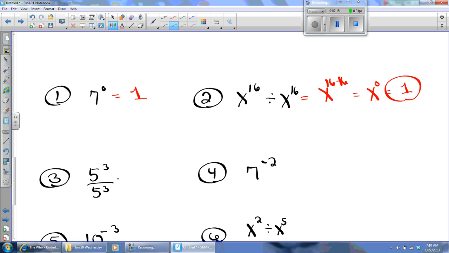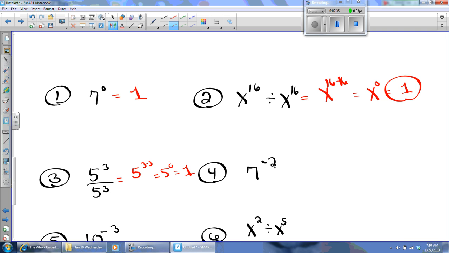Okay, 5 to the third over 5 to the third, a lot of you should recognize that as 1 right off the bat. A non-zero number divided by itself is 1. But you can also do it using the subtraction idea. 3 minus 3 for my exponent, 5 to the 0, which is 1.